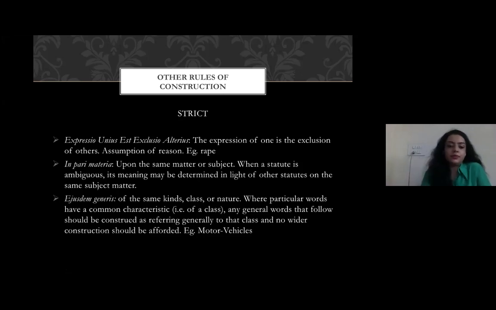So the first maxim that we have here is expressio unius est exclusio alterius, which means the expression of one is the exclusion of others. So basically, when any word is written in the statute by the parliament or the lawmaker, we have to assume that whatever has been written is written on purpose, and whatever has been excluded has also been excluded on purpose.